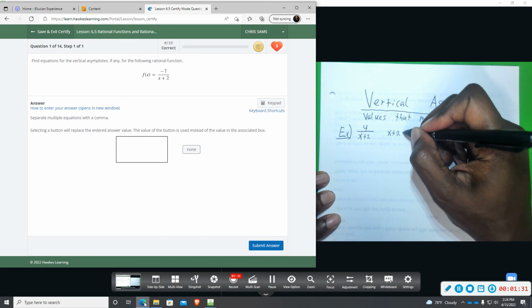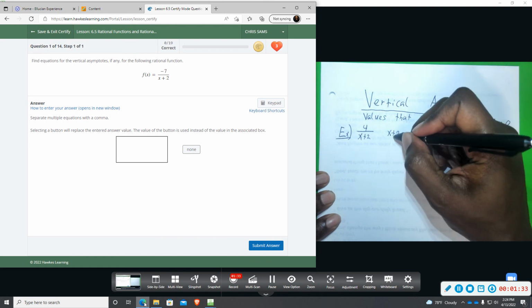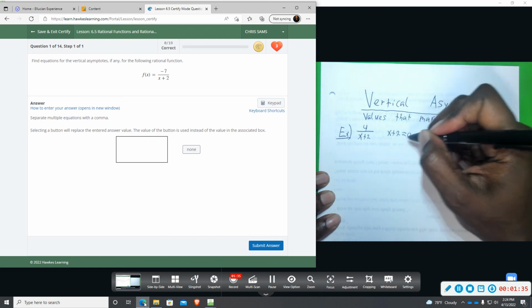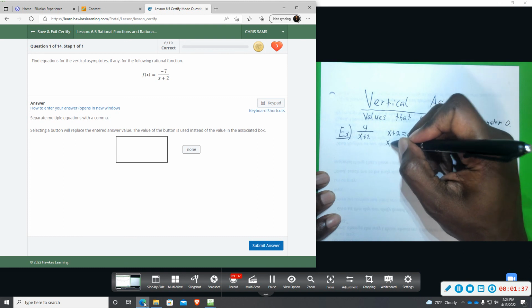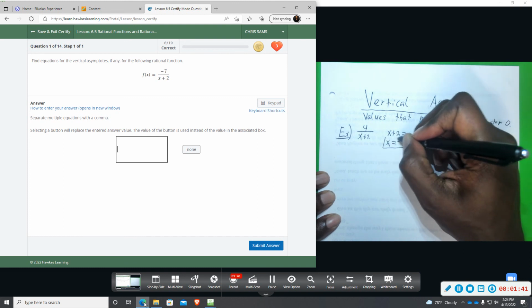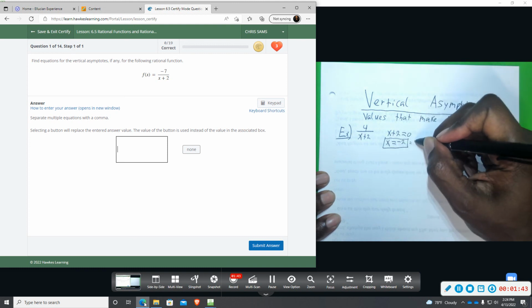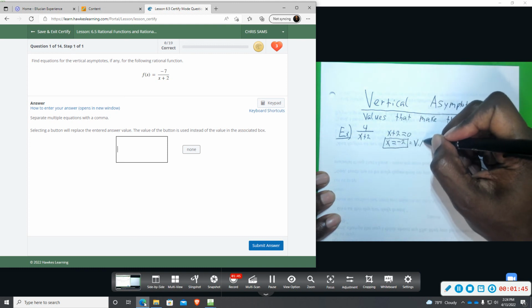Take the denominator, set it equal to 0. When you solve, you would subtract 2 from both sides, and so that would give you x equals negative 2. So x equals negative 2 would be the equation of the vertical asymptote. So I just abbreviate VA.